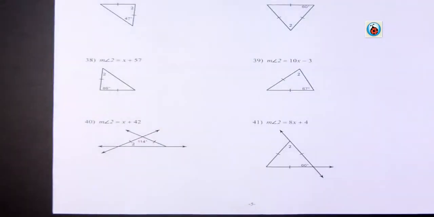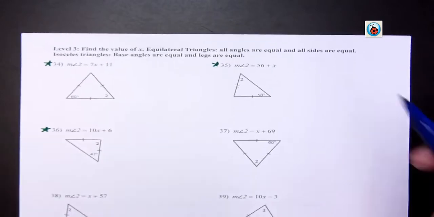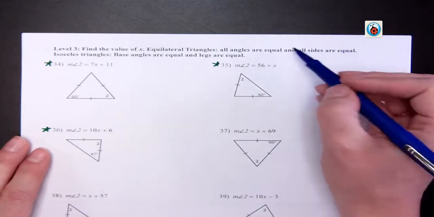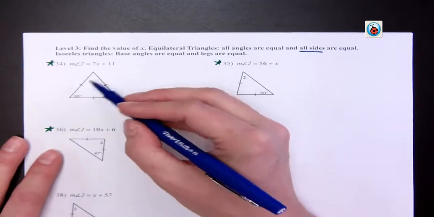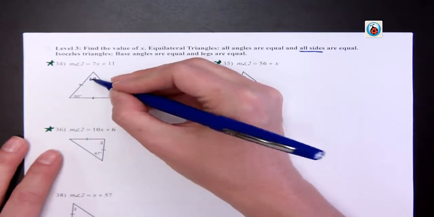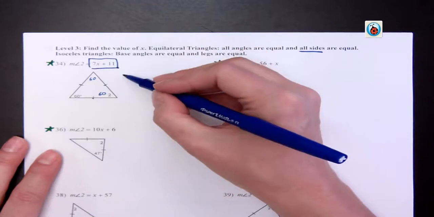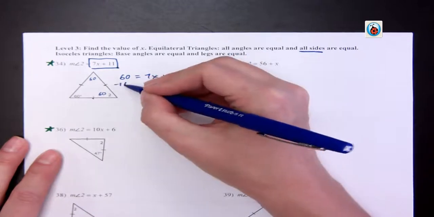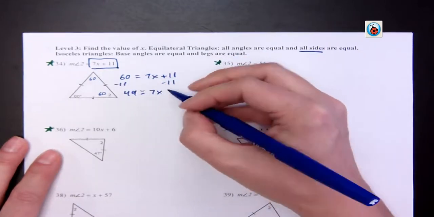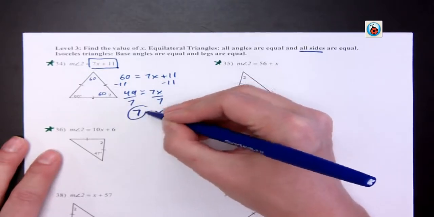Okay, so now we move on to our isosceles and equilateral triangles. And it's the same rules we had before. Now there's just some algebra involved, okay? So equilateral, all are equal. Isosceles is the base angles. So this is equilateral, all three sides are the same, which means all my angles are 60. And so if angle 2 equals 7x plus 11, I have to do 60 equals 7x plus 11. Subtract my 11 to get 49 equals 7x, divide by 7 to get 7 equals x. So my answer is 7.